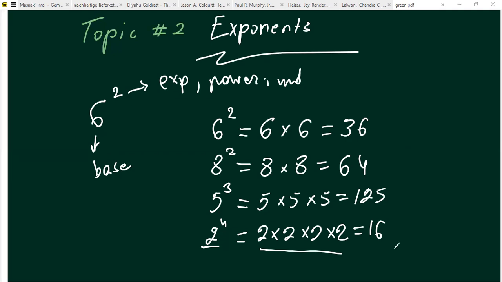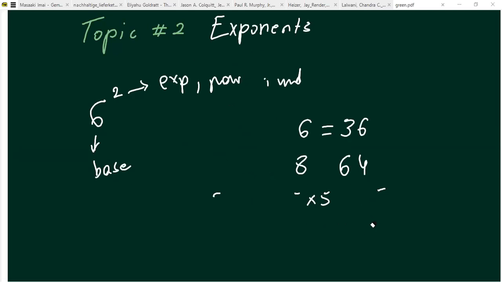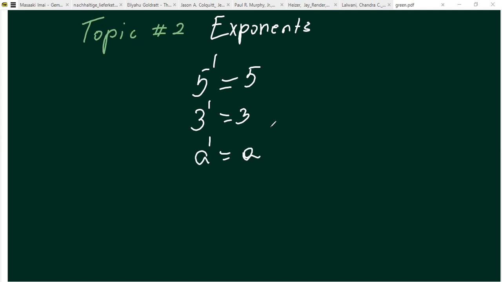So, what if the exponent is 0 or 1? Let's look at when the exponent is 1. I'll write here one example. 5 with exponent 1 equals 5 itself, or 3 with exponent 1 equals 3 itself. And we can also write this as a formula. A with exponent 1 equals A itself.